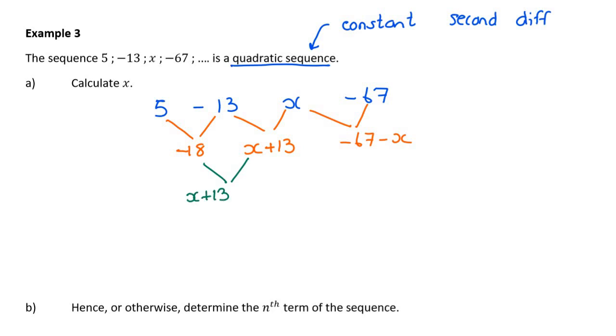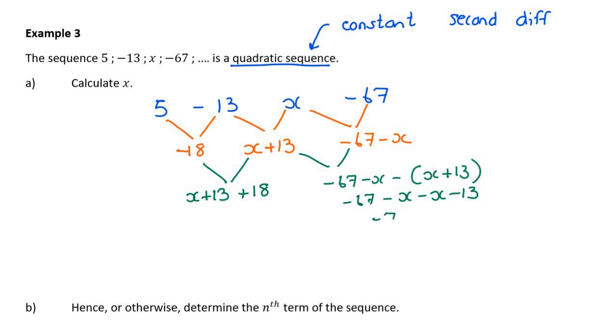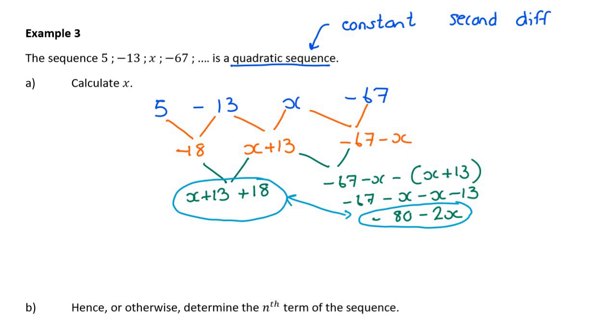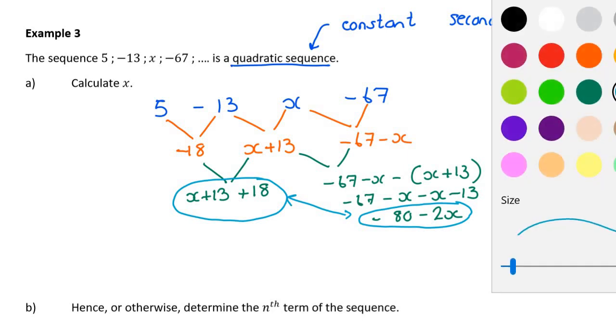So it's x plus 13 minus negative 18, which is actually plus 18. And then it's negative 67 minus x minus, and just be careful, you have to subtract the whole of that difference. So if I neaten this up, it actually becomes minus x minus 13, which is negative 80. Sorry, let me erase that and write it more neatly. Negative 80 minus 2x. So now I have two different expressions. That's an expression for my second difference, and this is an expression. It's not simplified yet, but those two second differences must be equal because you have a constant second difference.